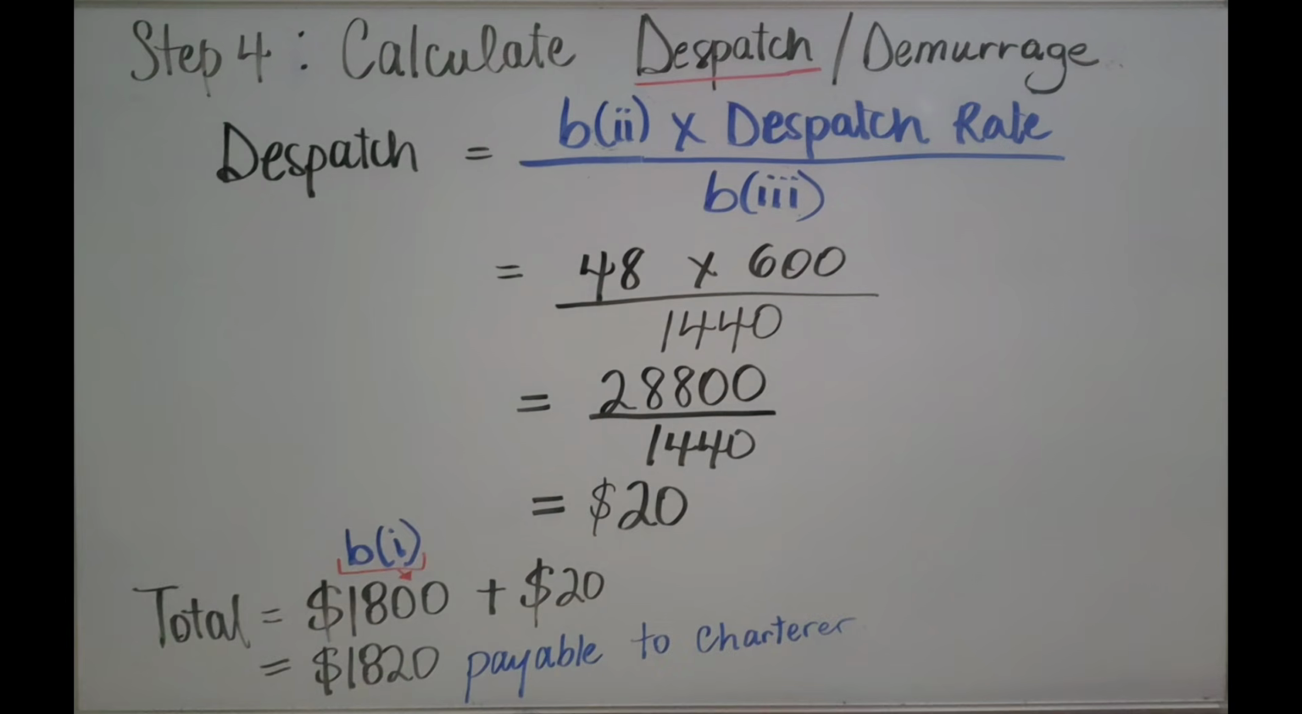Now we will use what we calculated in B1, which is the dispatch rate by the number of days, 3 times 600, and we got $1,800. That's what we'll add the $20 to. So 1,800 plus 20 equals 1,820, and that's payable to the charterer. And the question is finished.